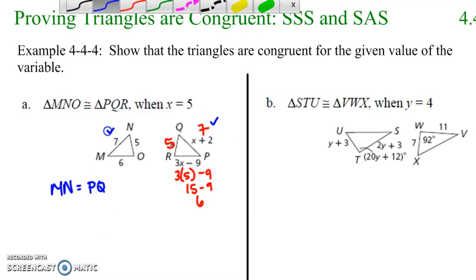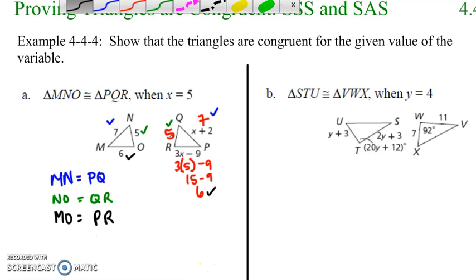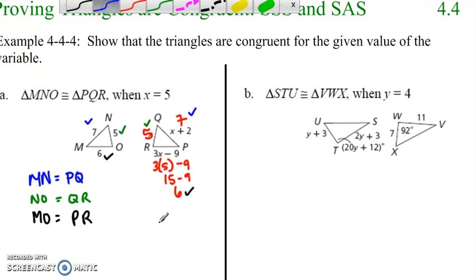Check. We can show that NO is equal to QR. And then lastly, we can show that MO is equal to PR, because they're both 6. So it worked out. All sides are congruent to the other triangle sides. So we're going to do that same thing for this one. If you want to try it and pause, and then you can push play and check when you're ready.